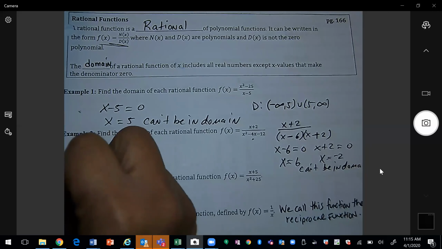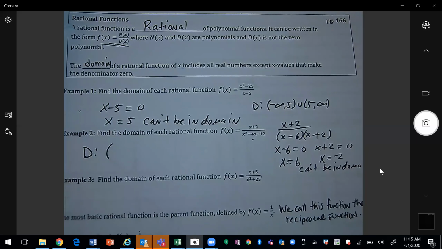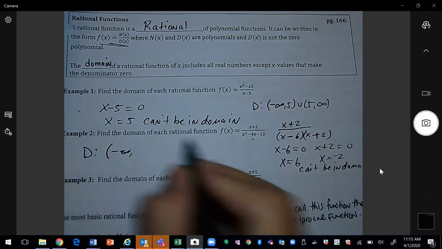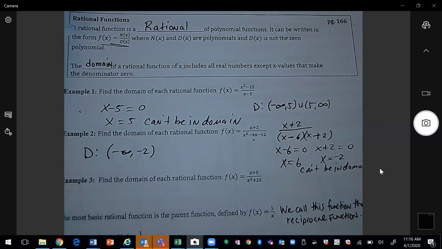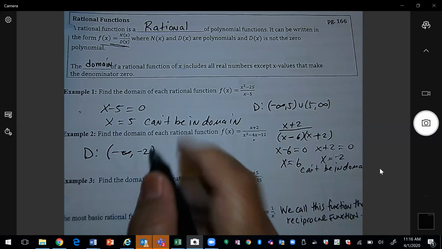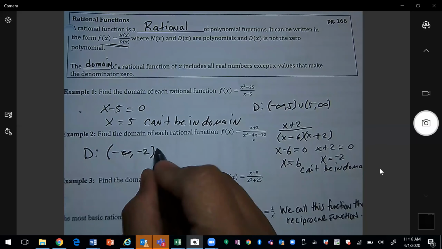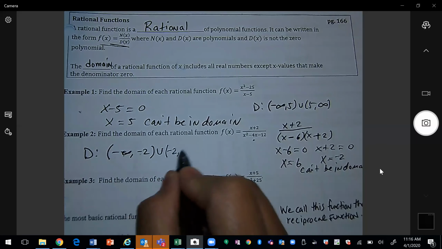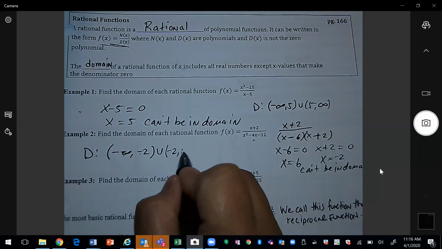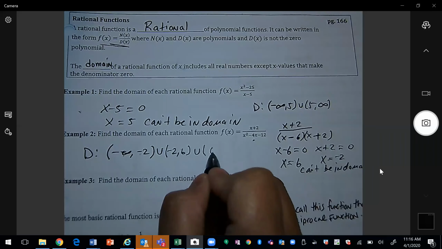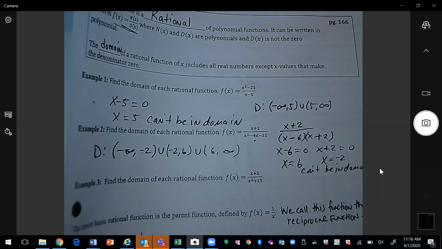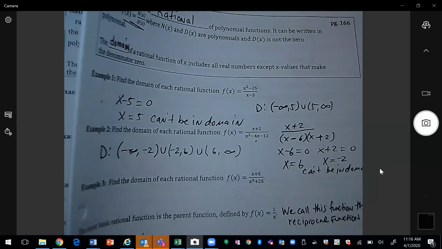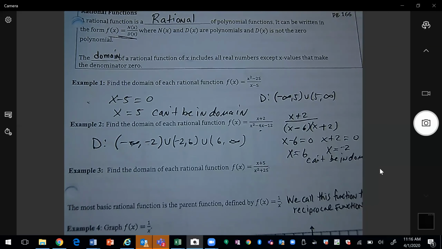Okay, so for the domain, we would write it as from negative infinity to negative 2. And so if you can imagine the number line that we did in class before, we have going from negative infinity to negative 2, union negative 2 to positive 6, union 6 to infinity. Any questions? No. Okay. So let's try example number 3.